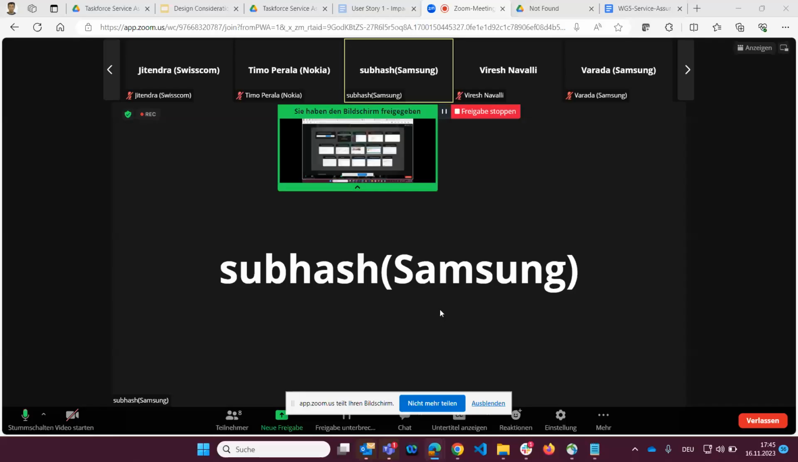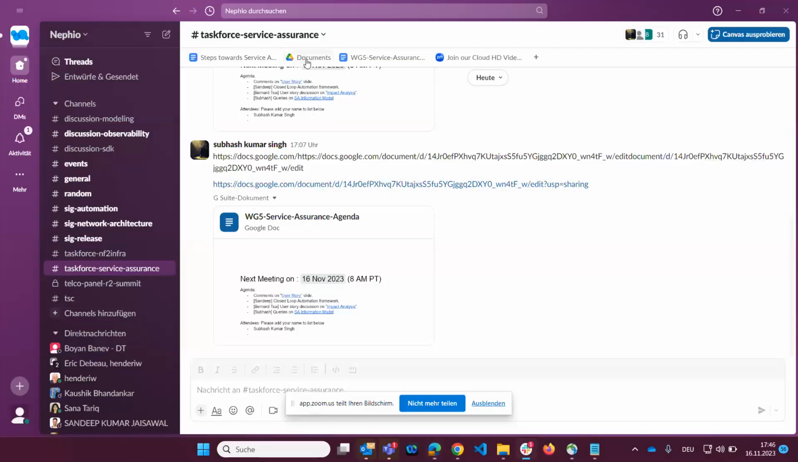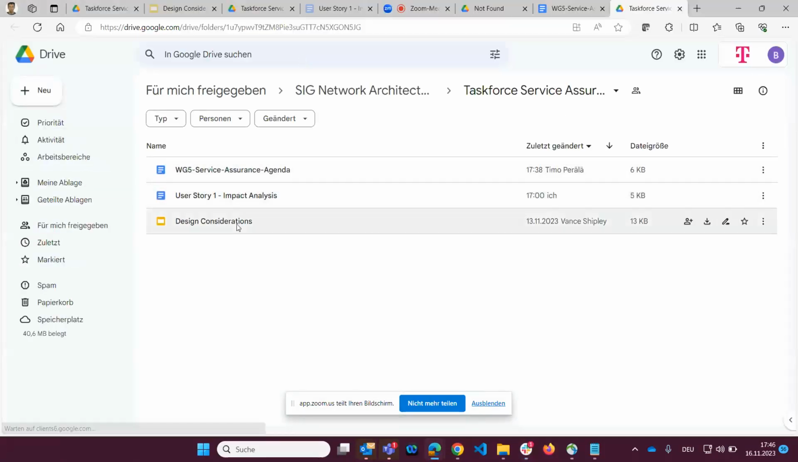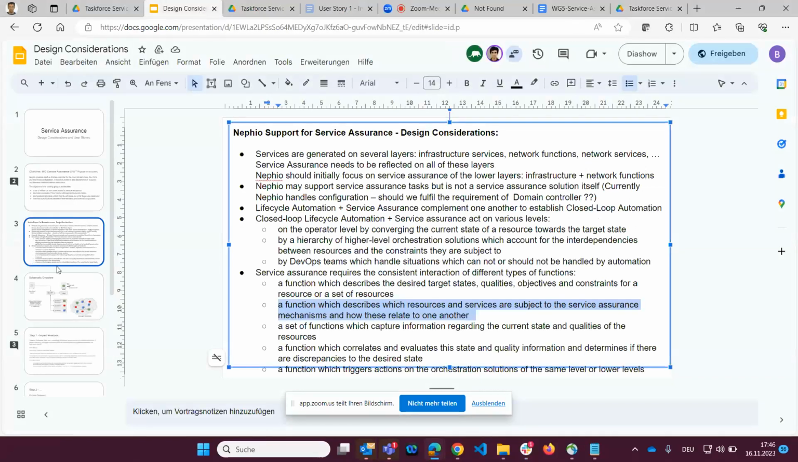Okay. So just as a reminder, if you're in the Slack channel, here up above is the documents folder. That means here we are capturing all the documents of this task force. We've got the design considerations, and we started with the user story in design considerations. You might remember there was this user story 1 here, impact analysis.